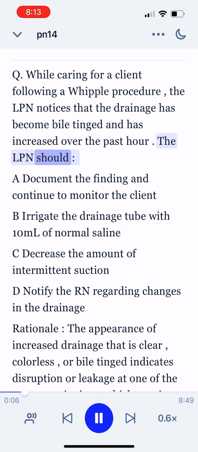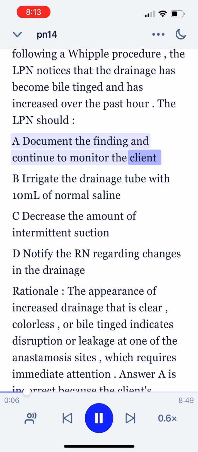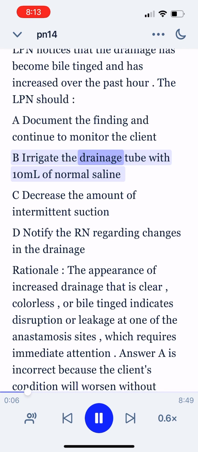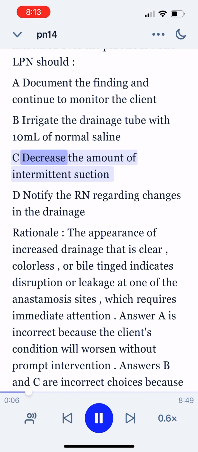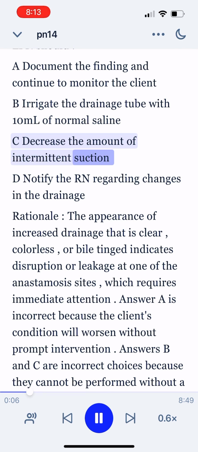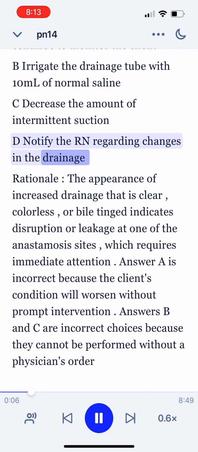The LPN should A. Document the finding and continue to monitor the client. B. Irrigate the drainage tube with 10 milliliters of normal saline. C. Decrease the amount of intermittent suction. D. Notify the RN regarding changes in the drainage.